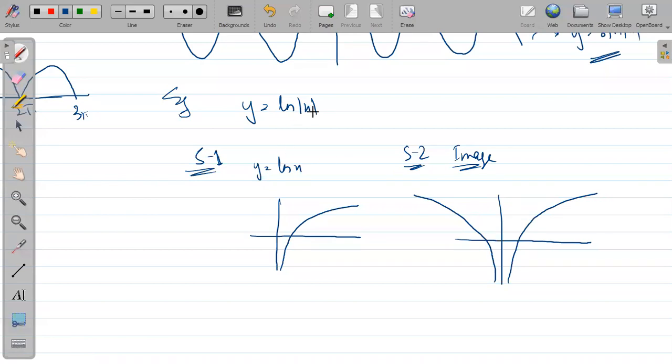Because whatever you put, if you are putting 1 in ln, you are getting 0. If you are putting -1, the mod will make it 1 and ln 1 is 0 only. So putting -1 also, you get 0. The graphs are symmetric about the y-axis. So if there is a function of f of mod x, the graph must be symmetric about the y-axis. This is the final graph. I hope you have understood.